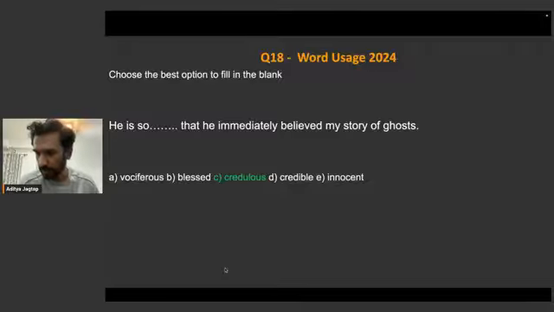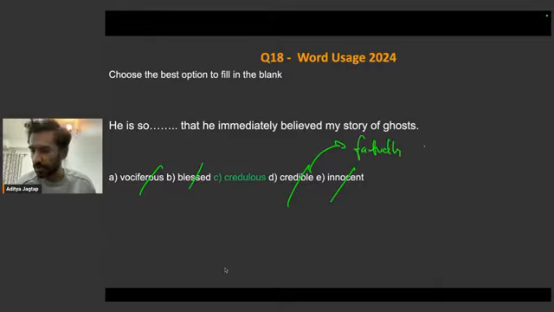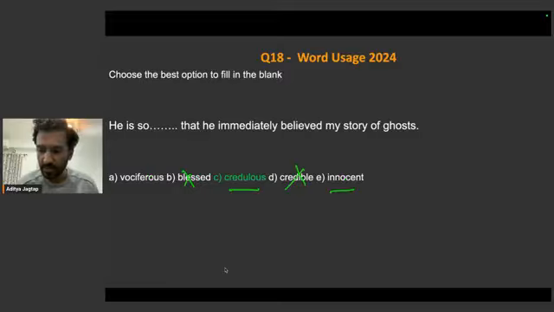Credulous. But vociferous, blessed, credible, innocent don't work. Credible is something that is believable, or factually acceptable. Innocent could sort of work, but not the exact answer, not the apt answer, so this could have been confusing between these two terms. Credible doesn't work. Blessed obviously doesn't work because he believed a story of ghosts, so this is not being blessed. Vociferous would be loud, right? Doesn't work. The right answer here is credulous.